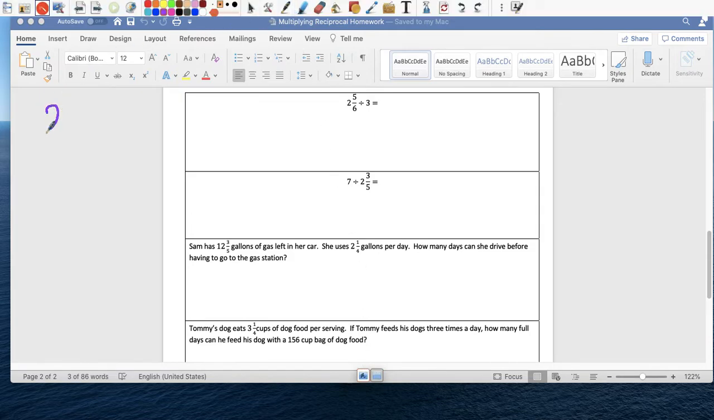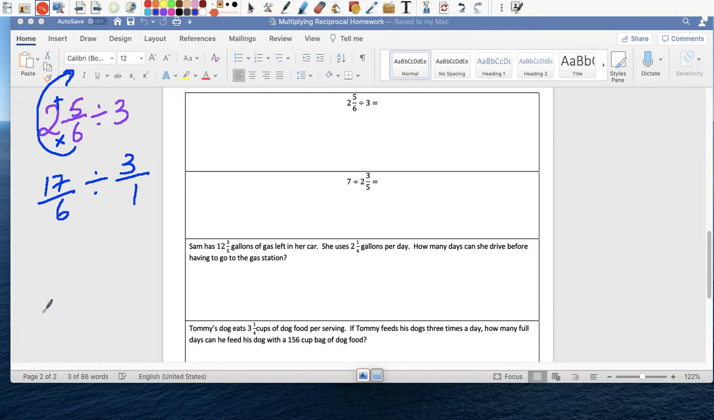Easy homework. 2 and 5/6 divided by 3. So here we have to make 2 changes, right? So the first one, let's do the easy one. Let's put a 3 over 1. Here I'm going to put a times and plus just to remind myself. Right? And then multiply 6 times 2, which is 12, plus 5 is 17. 17 over 6. Now let's make our change to multiplication. And therefore, I'm going to use the reciprocal. So 17 times 1 is 17, and 6 times 3 is 18. This one, I have no changes. It's my final answer.